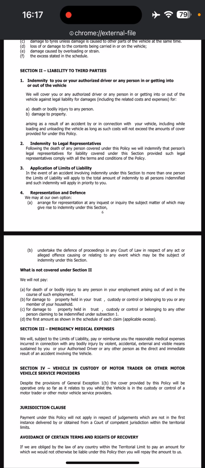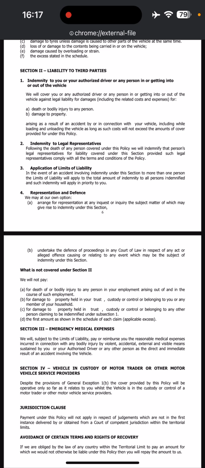Applications of limits of liability. In the event of an accident involving indemnity under this section to more than one person, the limits of liability will apply to the total amount of indemnity to all persons indemnified, and such indemnity will apply in priority to you. So the limits of indemnity are capped. You see, liability is not open. Your insurance policy does not give you an open, unlimited cover. They're normally capped. I will share the limits of liability later on in a video.